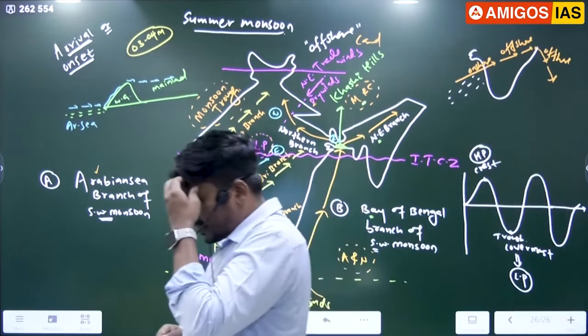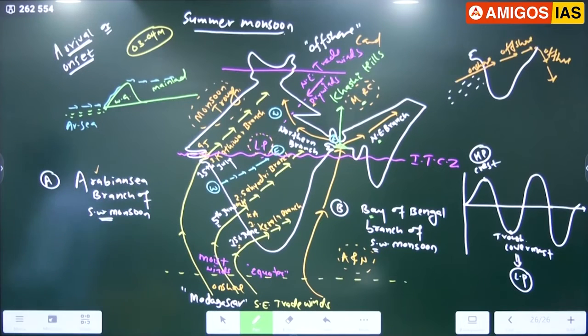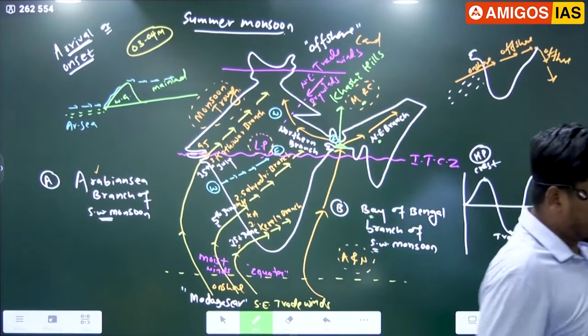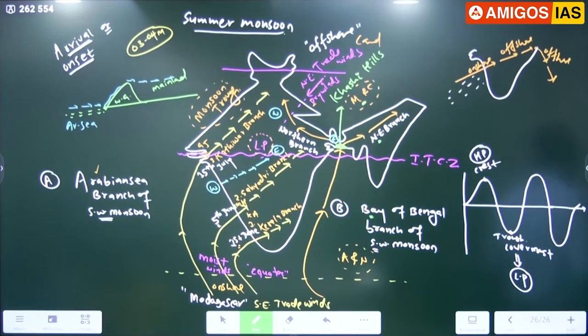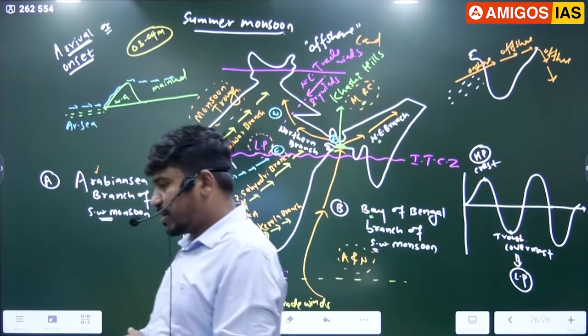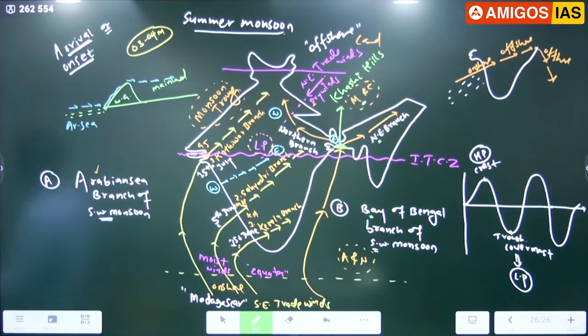Sahyadri branch enters through the Western Ghats region of Karnataka and Maharashtra. Full stop. One more line in that. Western Ghats are known as Sahyadri in Karnataka and Maharashtra.